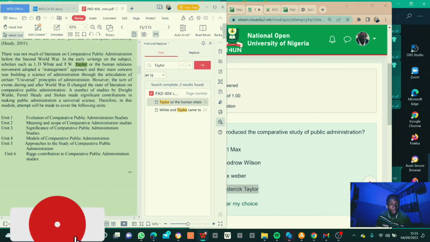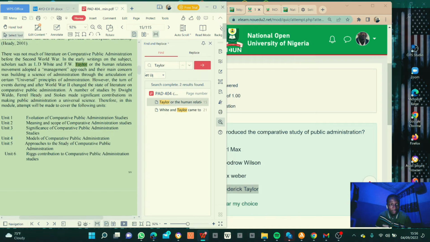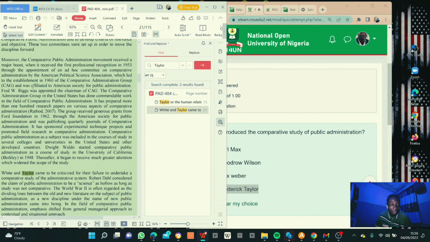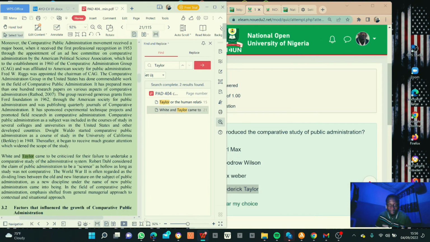Comparative literature. Not much literature on comparative public administration before the Second World War in early writings on subjects, scholars such as. Okay, they're talking about an approach here. That's not what we're looking for. White and Taylor came to be criticized for their failure to undertake a comparative study. That's not what we're looking for.